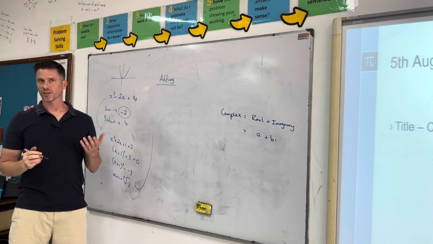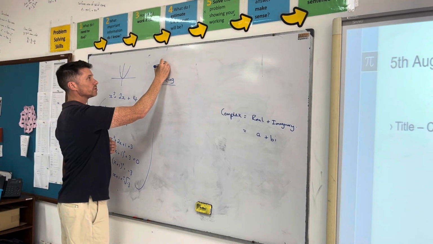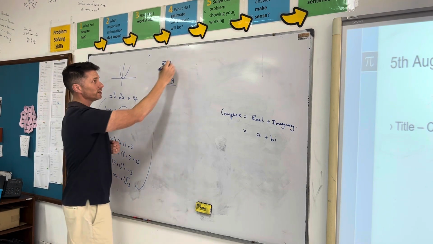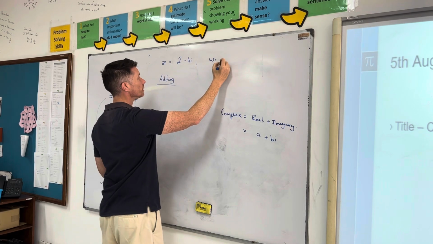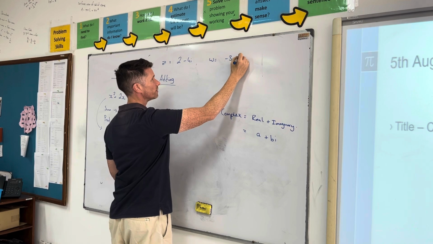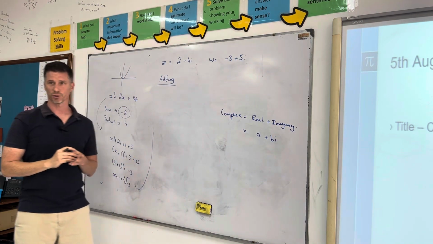So I'm going to call two complex numbers. The first one I'm going to call Z. I'm going to say 2 - 4i, and the second one I'll call W, -3 + 5i. Okay, there's two complex numbers.